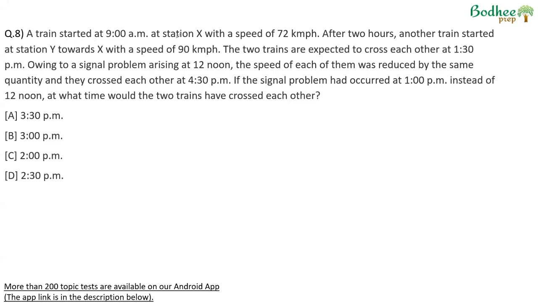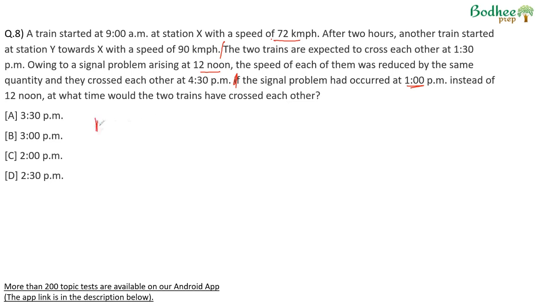A train started at 9 a.m. at station X with speed 72. After 2 hours, another train started from station Y towards X at a speed of 90. The two trains are expected to cross each other at 1:30 p.m. Owing to a signal problem at 12, the speed of the trains reduced by the same quantity. They crossed each other at 4:30 p.m. If the signal problem had occurred at 1 p.m. instead of 12, at what time would the trains have crossed each other?